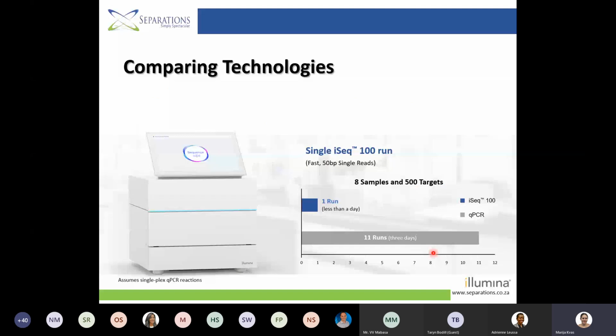So just to put it into perspective for you, I don't want to call it a simple experiment, but if we have 500 targets and we have 8 samples, on the qPCR instrument, it will take about 11 runs or 3 days. But if you are trying to put that same experiment onto an iSeq, it will take obviously much less time.